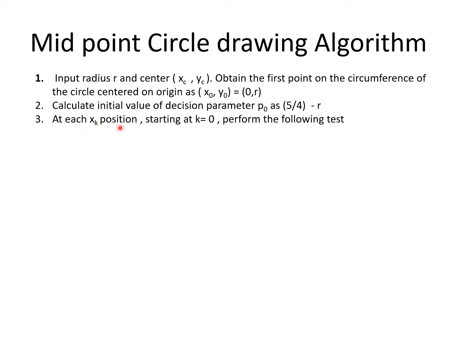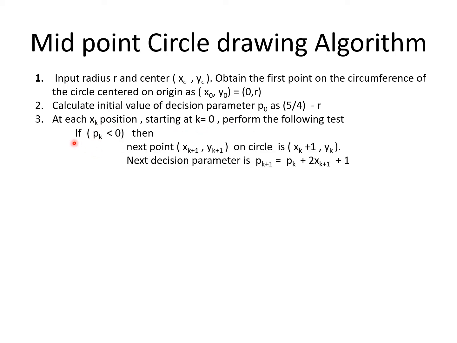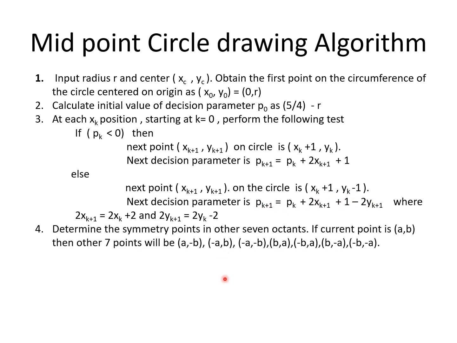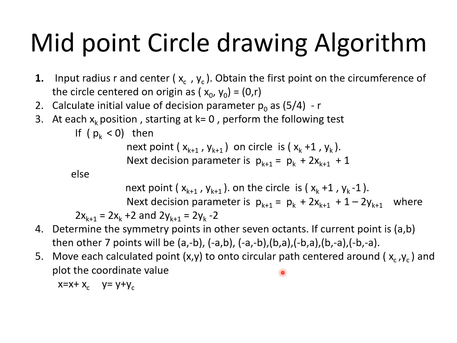At each x position, starting from k equal to 0, we perform the following test. If the decision parameter is less than 0, the next point will be this, and the decision parameter will be this, as we have derived in the previous slide. Otherwise, the next point will be xk plus 1 and yk minus 1, and this will be the decision parameter. We are using octant symmetry, so we have obtained the first octant. We can obtain the remaining points by using these notations and placing a minus sign in the appropriate values.